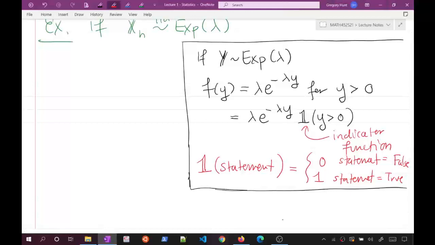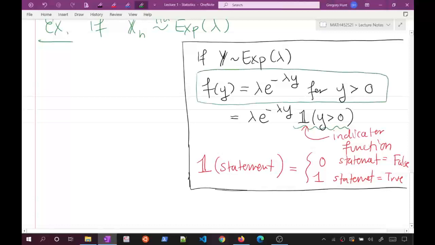So indicator functions are just basically, I say, 1 of some statement, and that is going to produce a 0, the same as false, and a 1, the same as true. So when I include it here in my definition, this is kind of a more adult way of writing the PDF. So typically in, say, a 451 class, we'd first write that the PDF of an exponential distribution is lambda e to the negative lambda y for y bigger than 0. You could instead write it as lambda e to the negative lambda y, indicator y bigger than 0. And that will give you the correct thing, right?